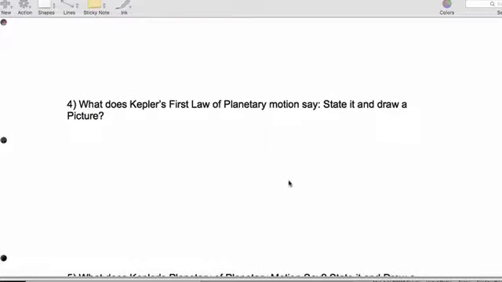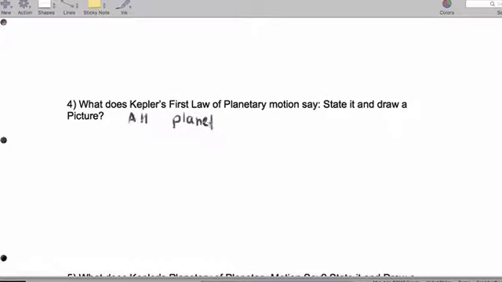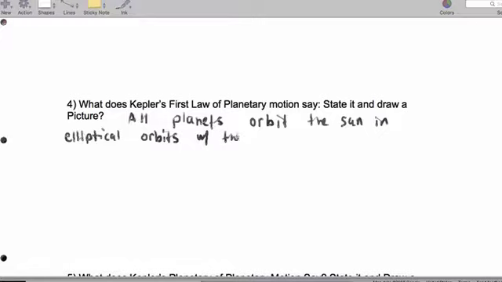All right, so now we're going to move on to Kepler's laws. And Kepler's first law of planetary motion says that all planets orbit the sun in elliptical orbits with the sun at one focus.